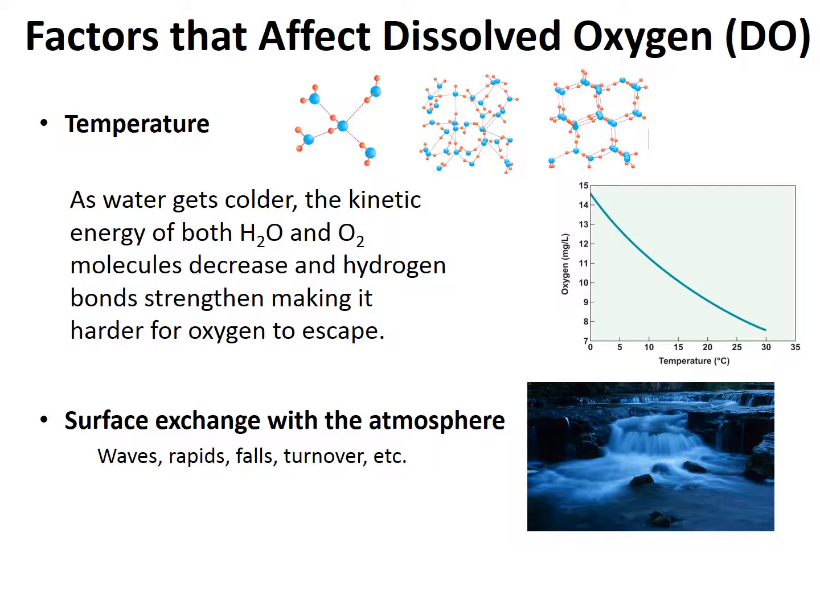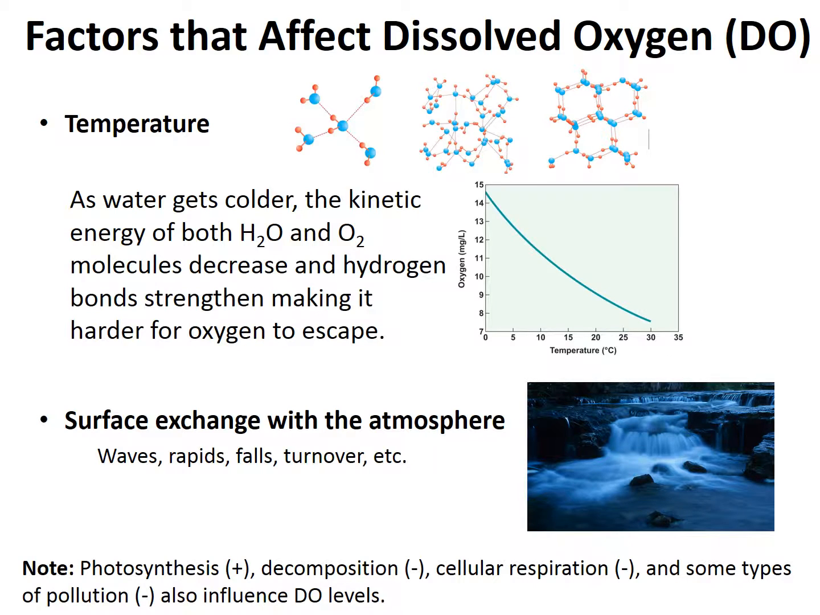Another important factor is the surface exchange with the atmosphere. So the more contact there is between the water and the air, the greater concentration of oxygen in that water body. So the more turbulent the water is, if it's flowing over rocks, when the water body turns over, you're going to increase the amount of oxygen throughout that column as well. Other factors that influence it include the amount of photosynthesis, which is going to add oxygen to that water body, decomposition and cellular respiration, which consume oxygen out of that water body, and also some types of pollution will also decrease the amount of oxygen levels in water bodies.